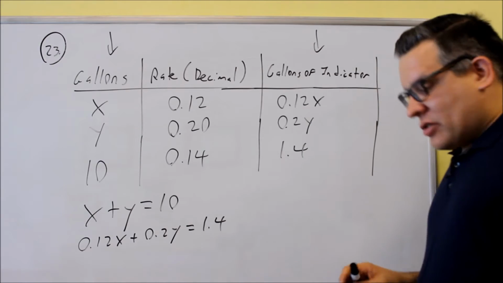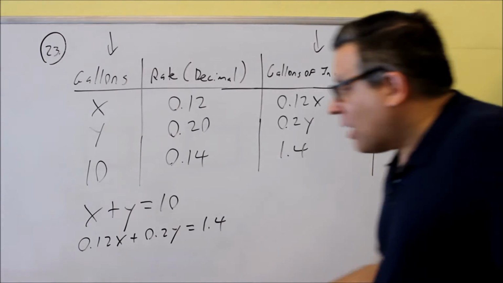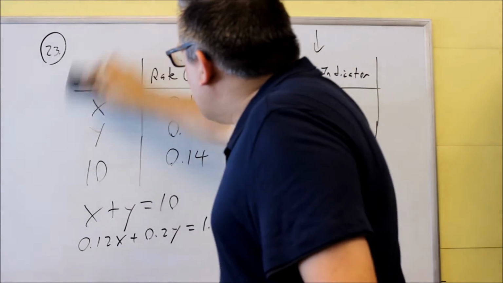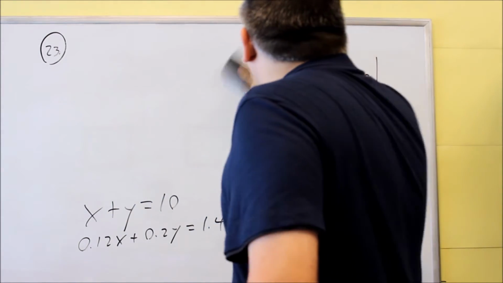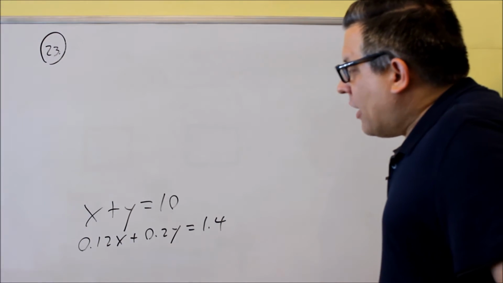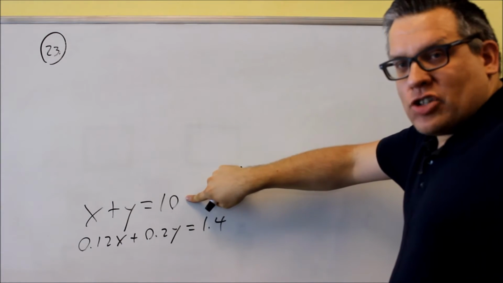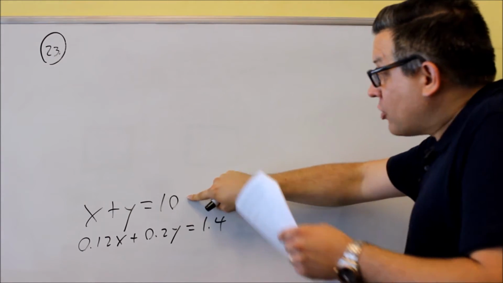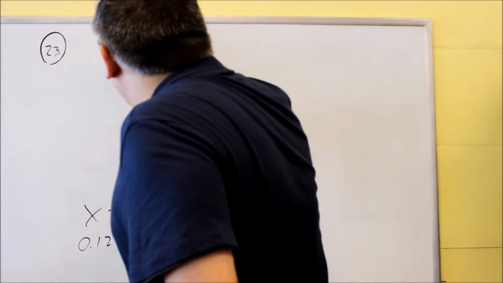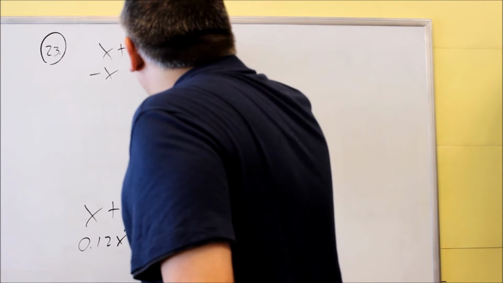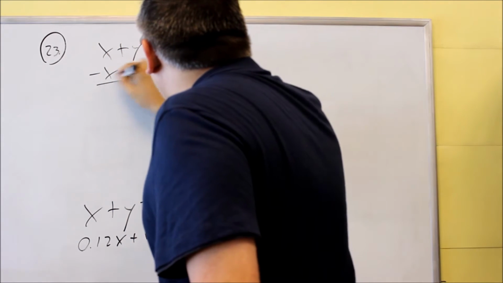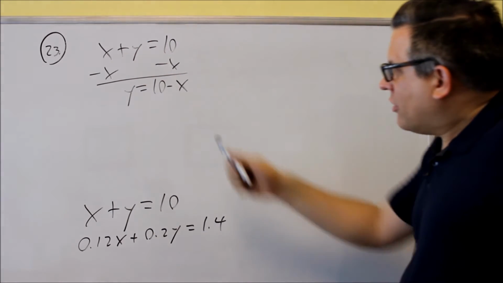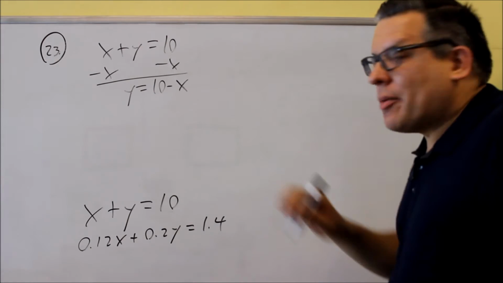Now, as far as solving this is concerned, we can do it a couple different ways. We could do substitution or elimination. I think in this case it might be easier to do elimination. So let me go ahead and erase this for you. I'm going to take this equation here and I'm going to solve for either x or y. It doesn't matter which one. Either way, you'll get the correct answer. But in this case, I'm just going to go ahead and do y equals 10 minus x.